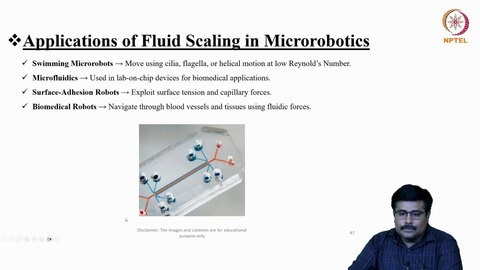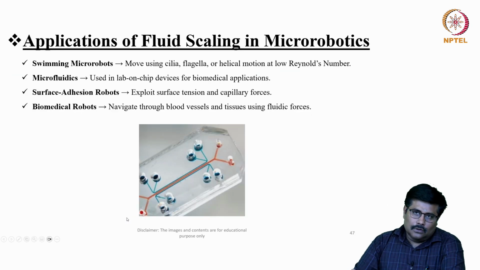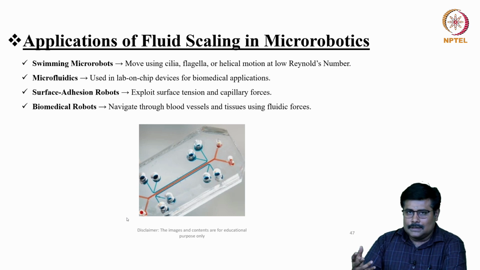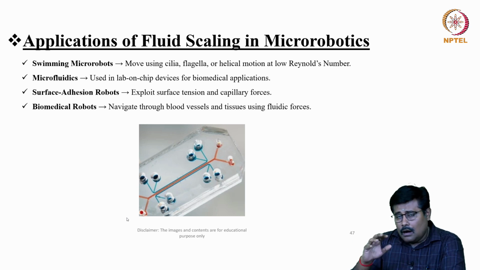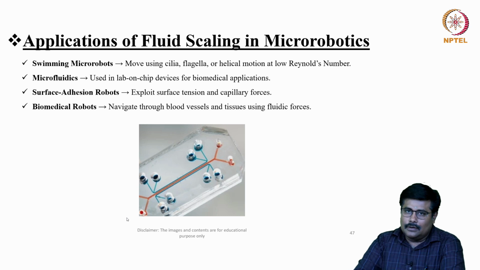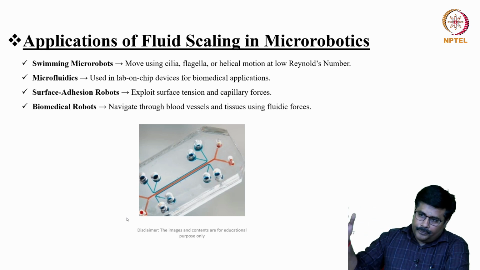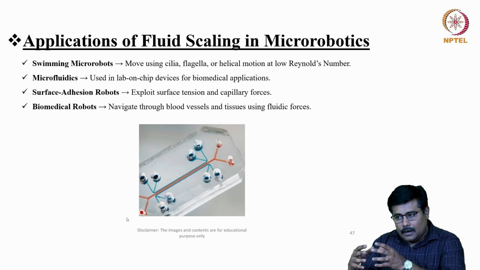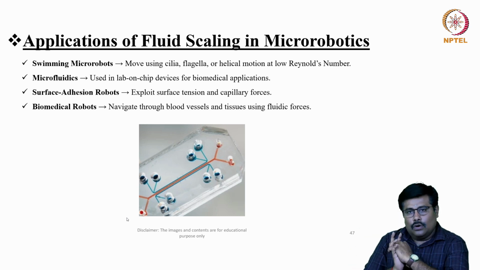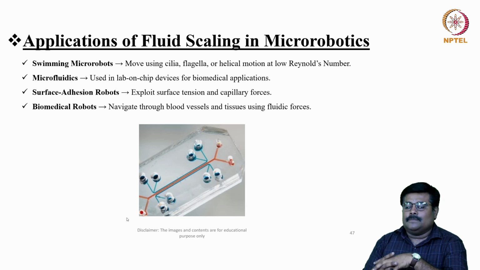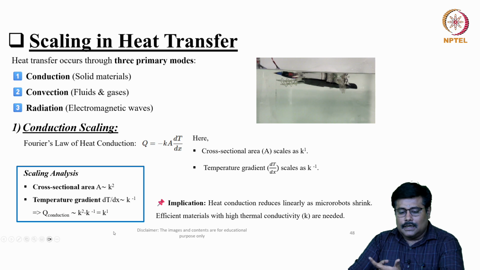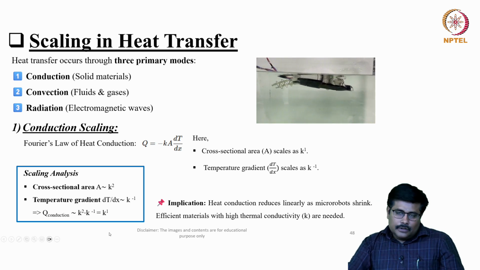From the application point of view, there are different fluid scalings in micro robotic systems. We have taken three different examples, such as cilia based and flagella based, and how they work in the fluidic domain was considered. Of course, in future modules we will discuss in detail how this is employed in the field and how design considerations are taken for developing such structures. In the next module, we will discuss scaling in heat transfer, because heat transfer plays a vital role in actuation of these micro robots.